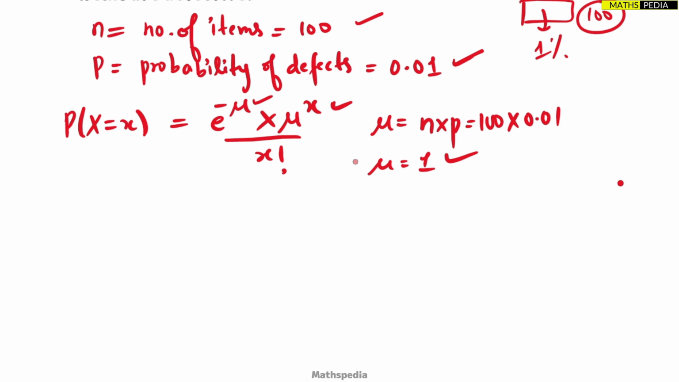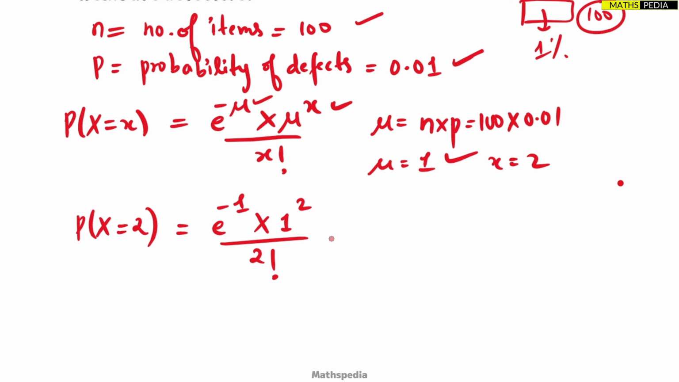We already got the values. Now we have to just substitute. They are asking for the probability that exactly two items are defective. So directly you put x as 2. There is no less than or equal to or greater than, just directly x value equal to 2. So in place of x, you substitute 2. So e power minus mu, where mu value is 1, so e power minus 1 into 1 power 2 divided by 2 factorial.